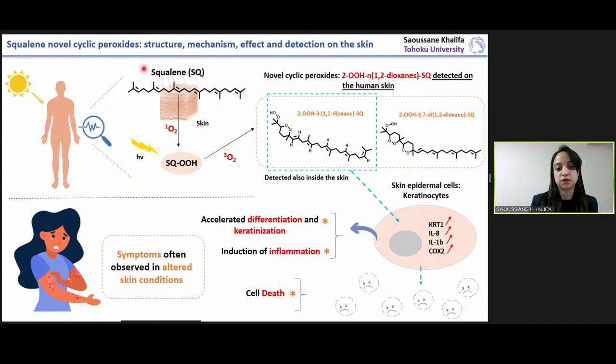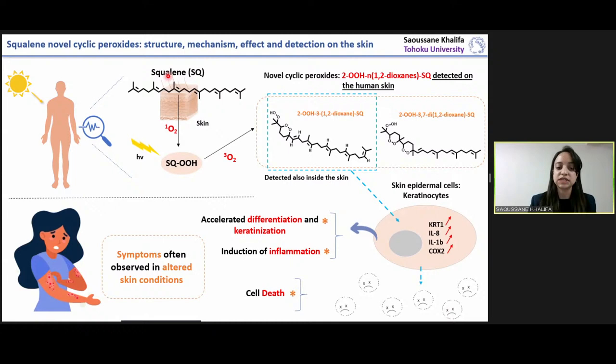However, when these lipids are exposed to sunlight and to other environmental stressors, they undergo oxidative modifications to form harmful oxidation products. If we look at the composition of these lipid species on our skin, we will find that squalene accounts for 12% of total skin surface lipids, which makes it the most abundant skin surface lipid.